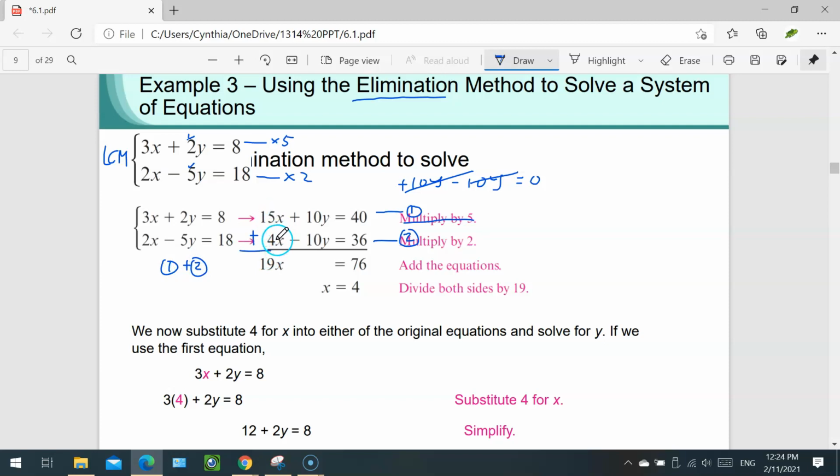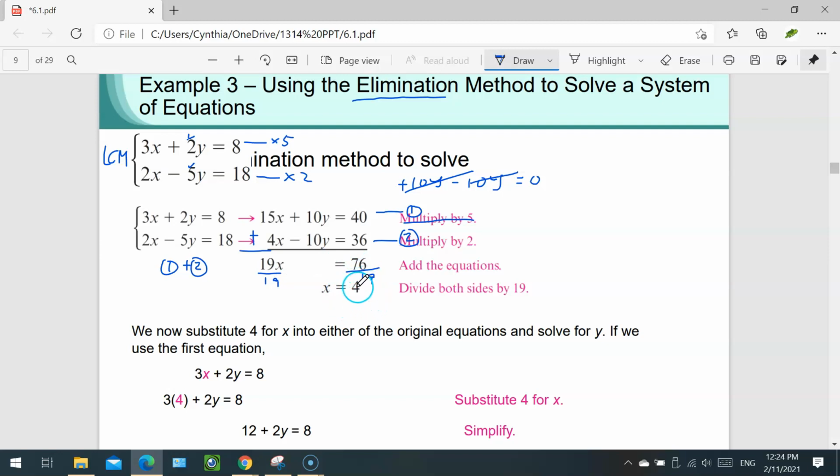So 15 plus 4, you will get 19x. 10y minus 10y is 0. 40 plus 36, you get 76. Now divide by 19 on both sides, you will solve for x equals 4.